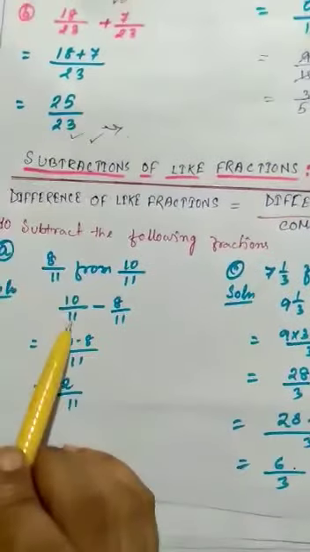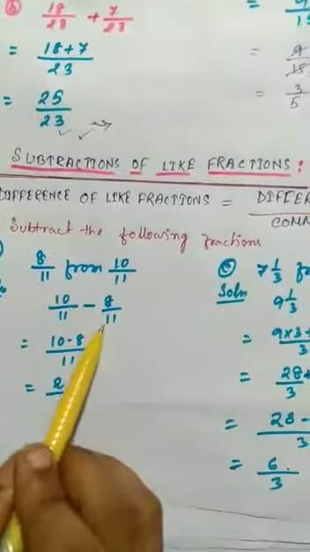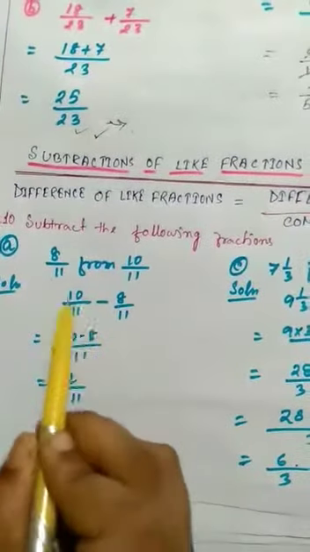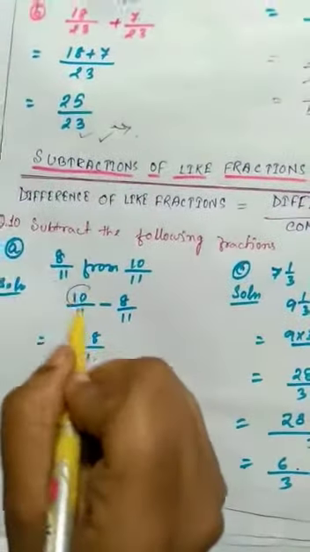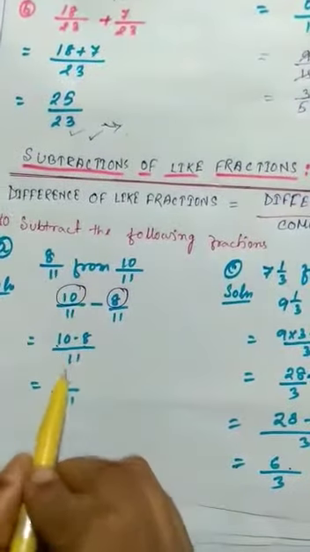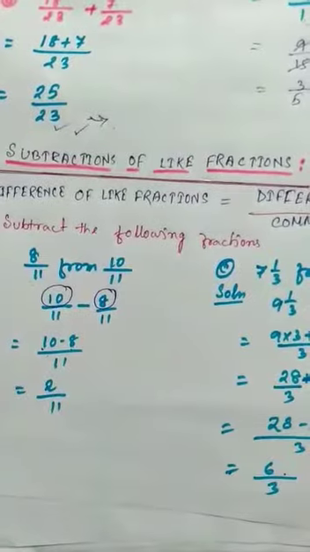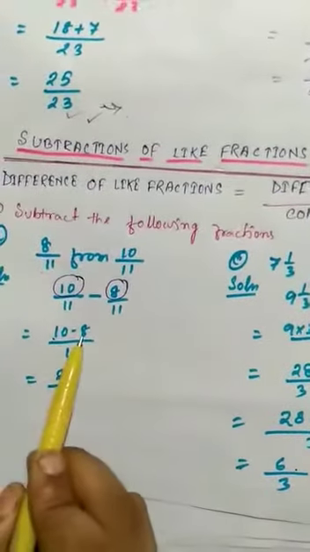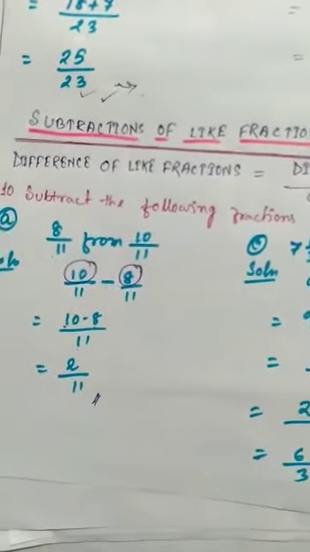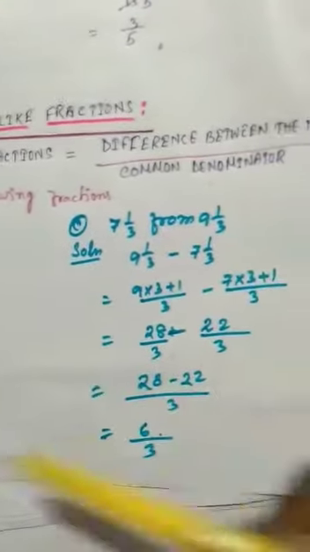So 10 by 11 minus 8 by 11. Now 10 minus 8, we will do this subtraction. The numerator is what here? 10 and here is 8. So 10 minus 8, divided by 11. Okay, so now 10 minus 8 is 2 by 11. So this is the answer. Alright, I think this is clear to you now.